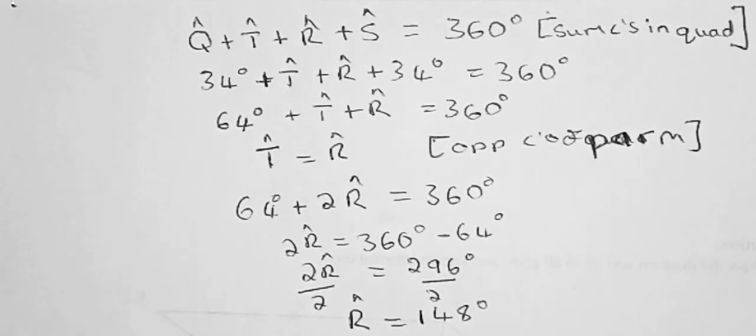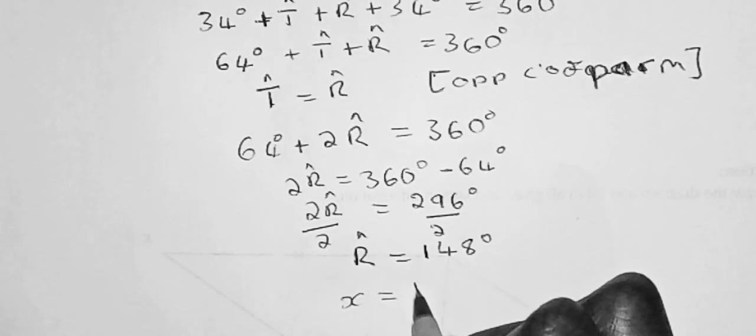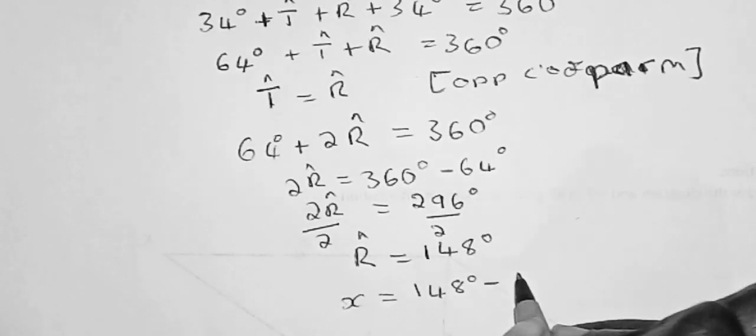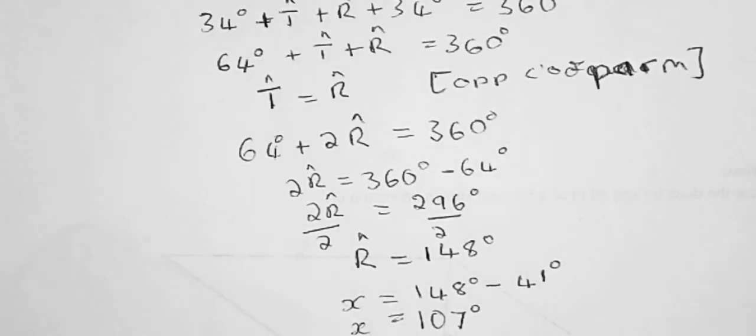So you found the whole answer of angle R, but it is not the answer of x. In order for you to find the answer of x, you have to say 148 degrees minus 41 degrees, which was T. So I'm going to say that x is equal to 148 degrees minus 41, and you get the answer of 107, and then you find the value of x. This one is a little bit long, but it was easy, but a kind of trick.